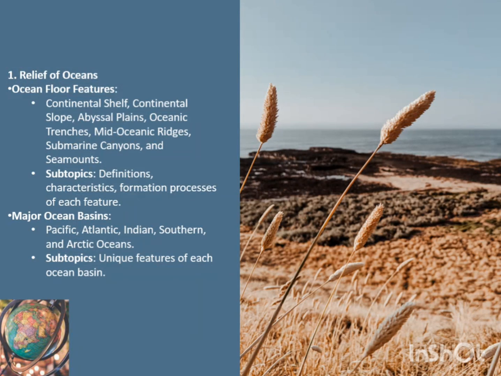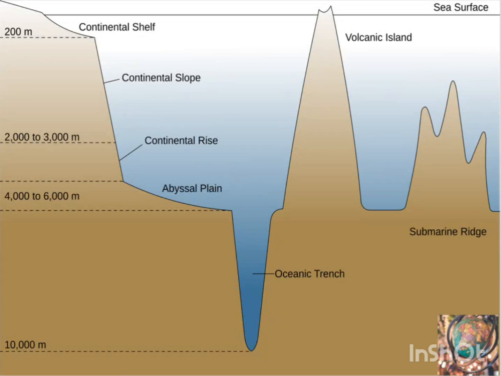First, part 1, Relief of Ocean. This first part of oceanography that we will tackle is the relief of ocean. This section deals with the physical features at the bottom of the ocean, also known as ocean floor relief. Let's break it down into smaller parts. They are continental shelf, continental slope, abyssal plain, mid-ocean ridge, ocean trenches. Through understanding these features, you will gain a clear picture of the structure beneath the water.